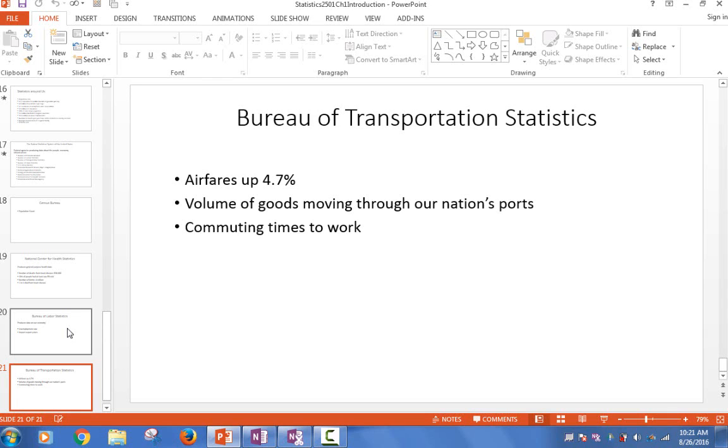Volume of goods moving through our nation's ports, commuting times to work. Again, commuting times, they do it constantly because do you need to extend your highways? Do you need to make it better? Things like that. And I don't know if you guys use 75 for a long time now. 75 they have been doing work. Whenever I go, if I don't see anybody working there, I feel a little bit angry that why aren't people working? But it's been there for a long time. These things do take a long time, I guess.